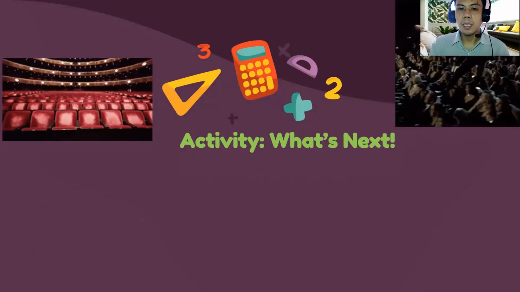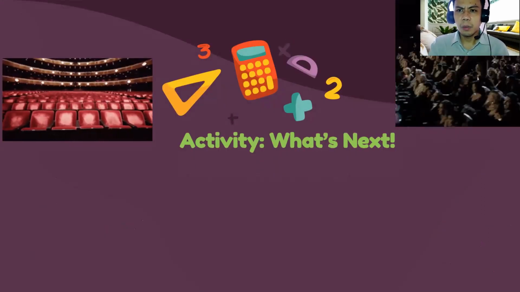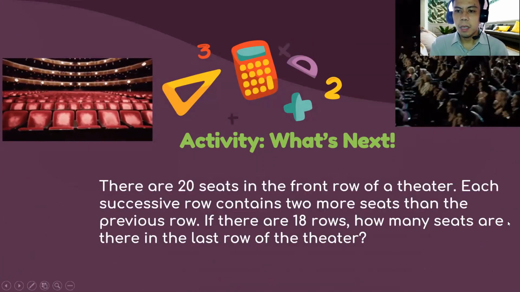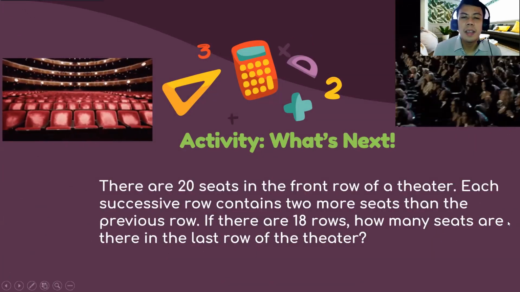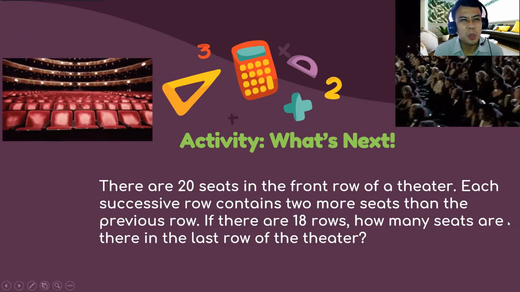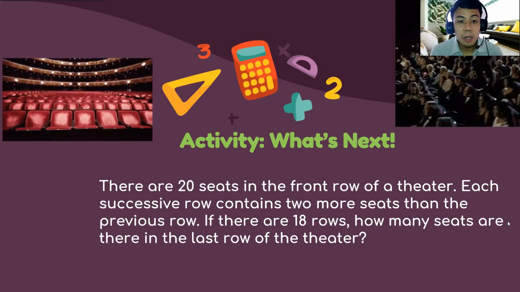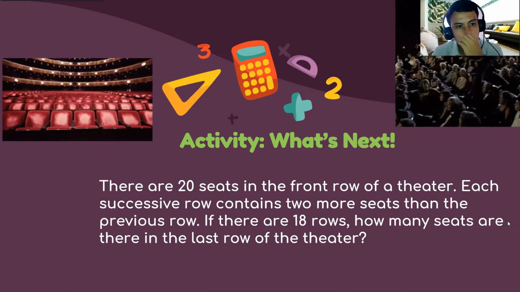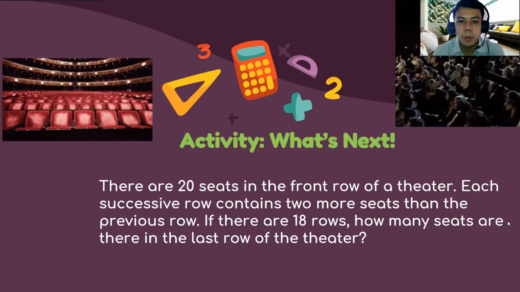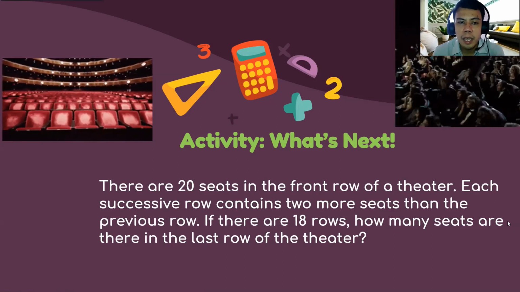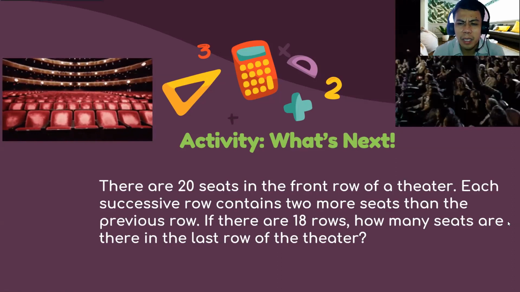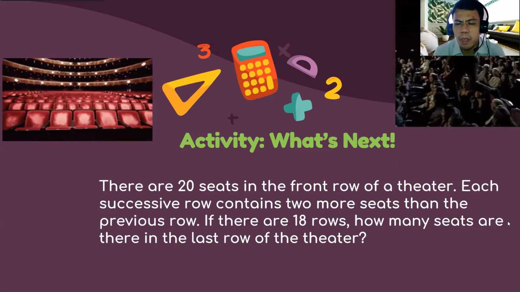Try to solve this next problem. So let's try to solve the next problem. The activity is What's Next. There are 20 seats in the front row of a theater. Each successive row contains 2 more seats than the previous row. If there are 18 rows, how many seats are there in the last row of the theater?